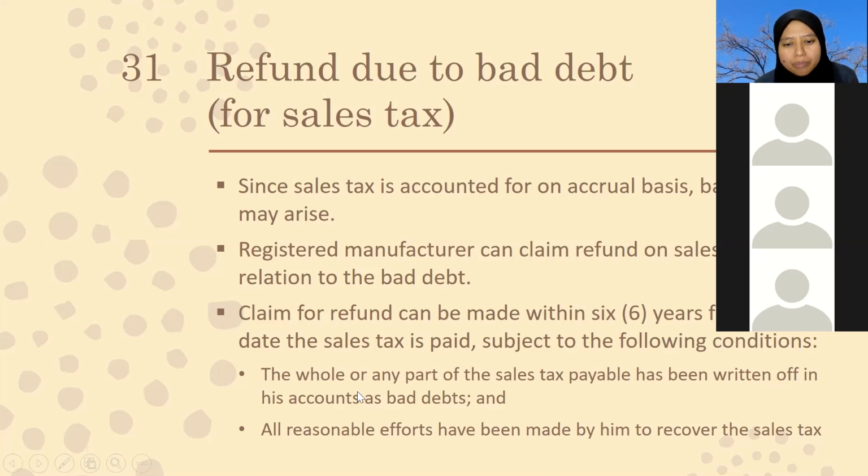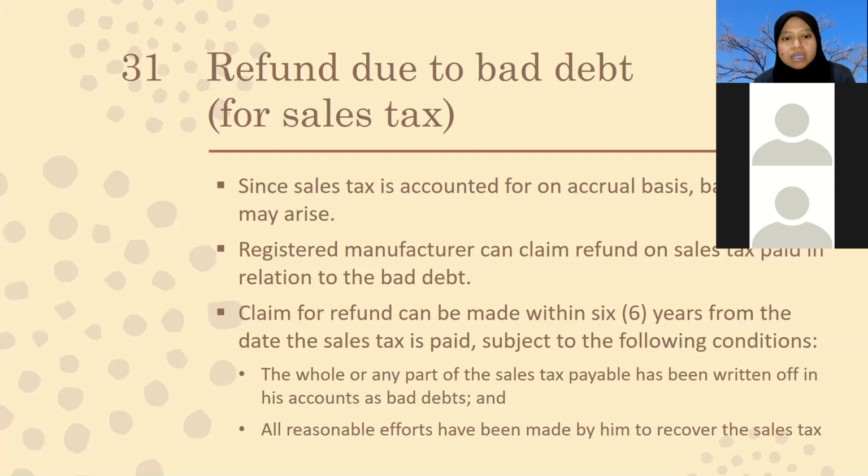Number one, the whole or any part of the sales tax payable has been written off in his accounts as bad debt. Okay, that means in the accounts it has been written off. Okay, because it's kind of like the debt has really turned bad. Okay, and all reasonable efforts have been made by him to recover the sales tax. So before you write off bad debts, before you claim for the refund, you have to show proof that you have taken all reasonable efforts to try to get back the money from the customer. Okay.